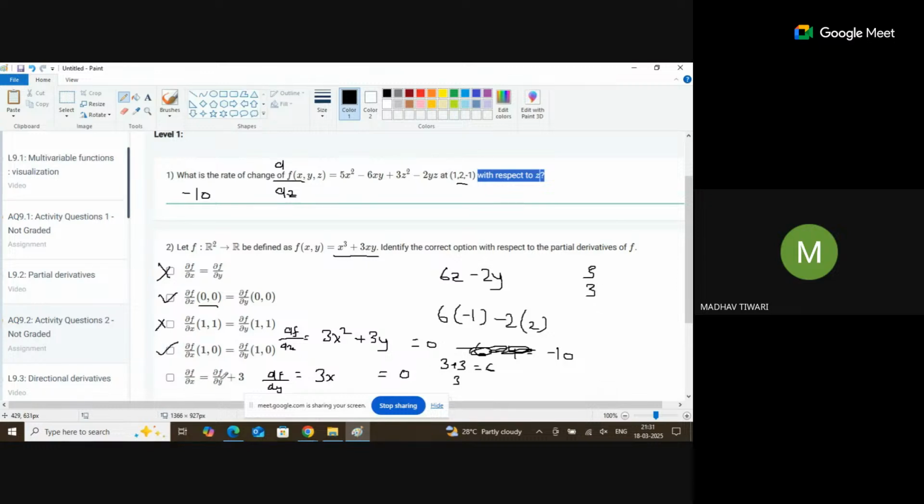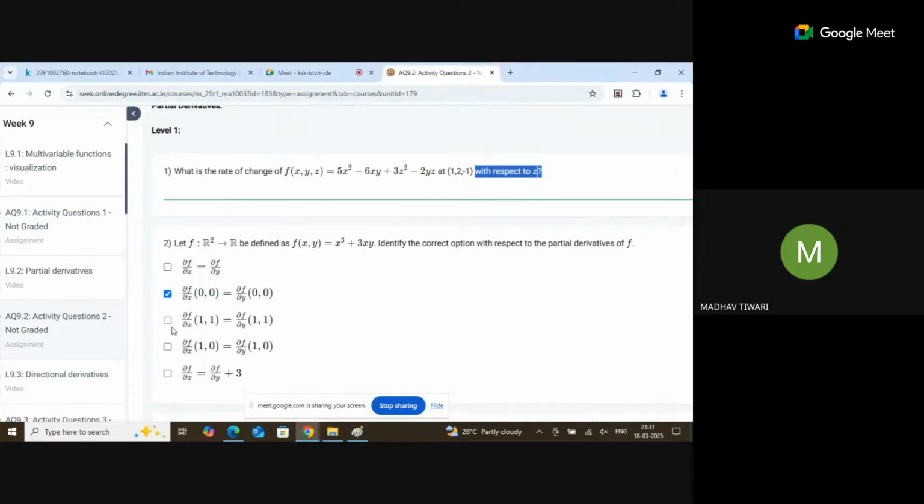Next, df by dx is df by dy plus 3. No, it is not. These two do not differ by 3. It was 3y. Then correct. Otherwise, it is wrong. So second and fourth are correct. Okay.